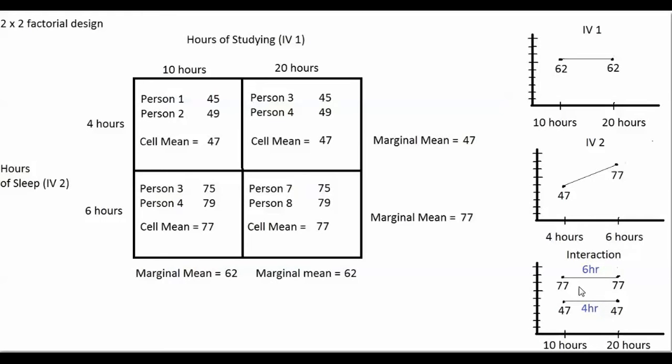So since this line would be flat, there's no main effect of IB1, because there's no difference going from left to right. But since there is this vertical distance of 30 right here, there is a main effect of IB2.